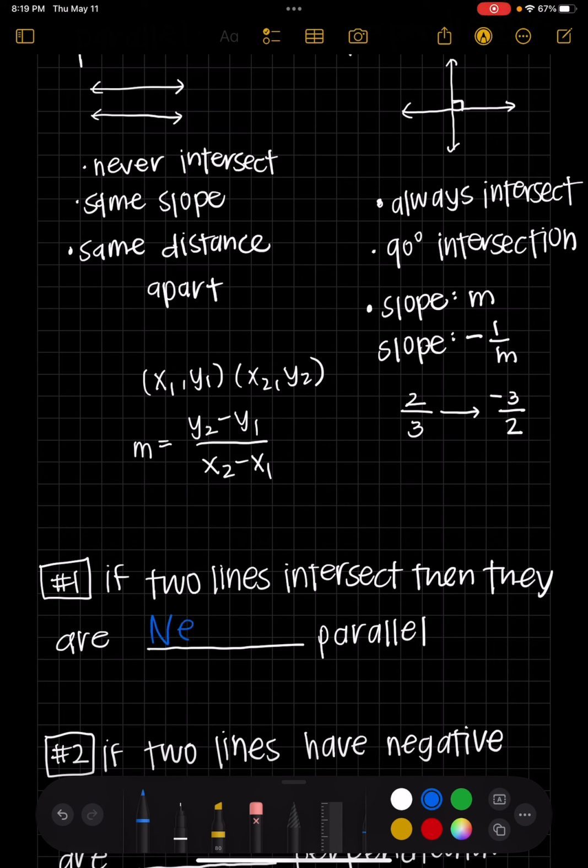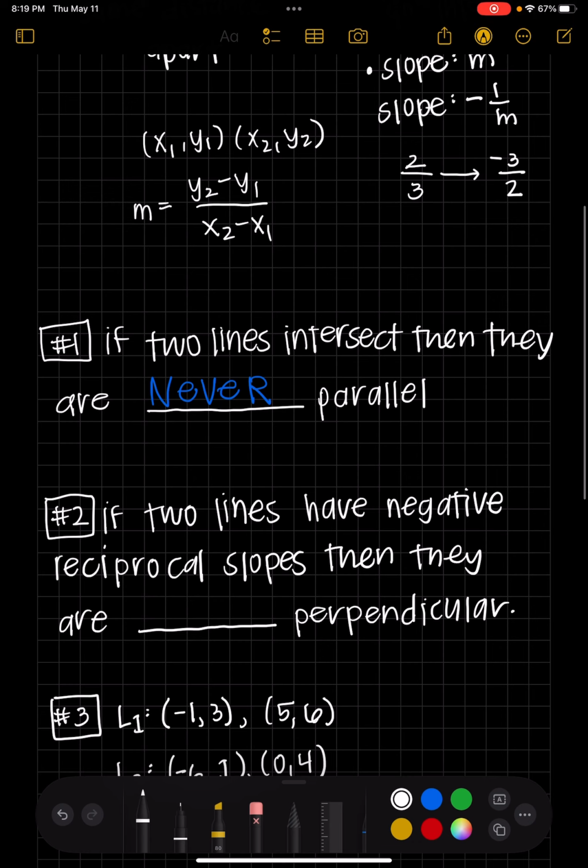So they are never parallel. All right, now let's look at the second question. It says, if two lines have negative reciprocal slopes, then they are blank perpendicular. So are they sometimes perpendicular, never perpendicular, always perpendicular?